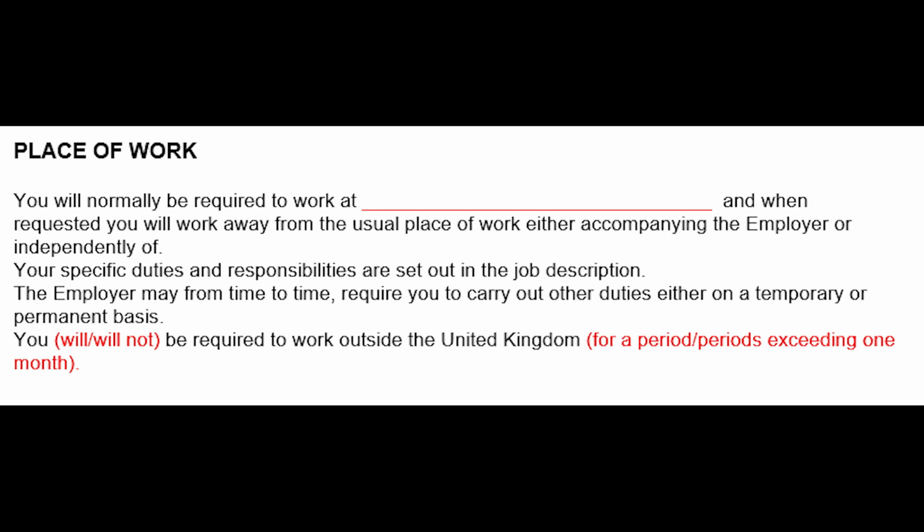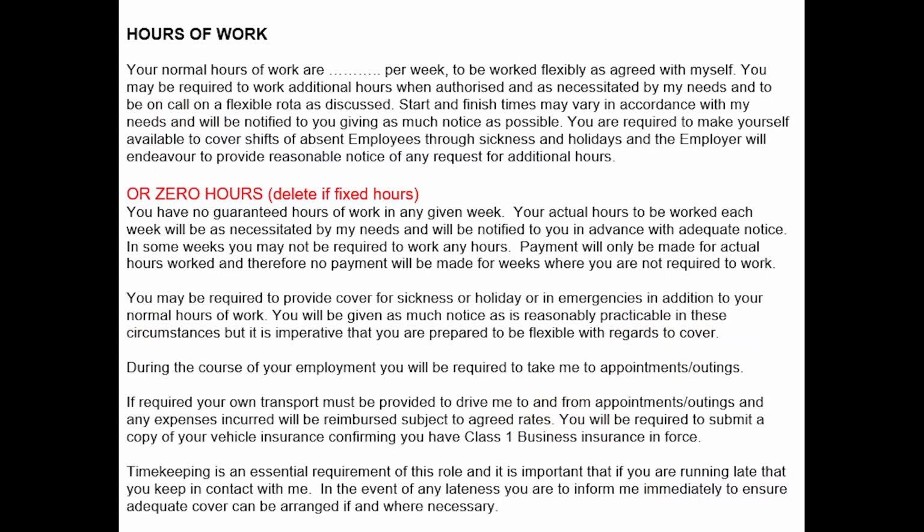Then at the bottom, you can see there are red bits that say you will not be required to work outside the United Kingdom for periods exceeding 1 month. So you can just delete that as it applies. If your personal assistant isn't going to be expected to work outside the United Kingdom, you could just change that to "will not" for periods exceeding 1 month. That covers you, because, for instance, if you go on holiday, you're just saying they'll not be expected to work outside for longer than 1 month, but you may have someone who works outside there for a week if you go on holiday to wherever.